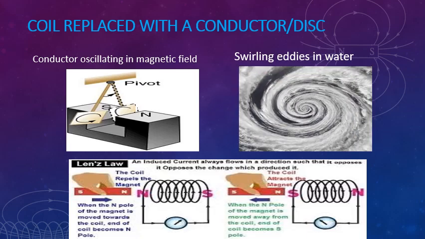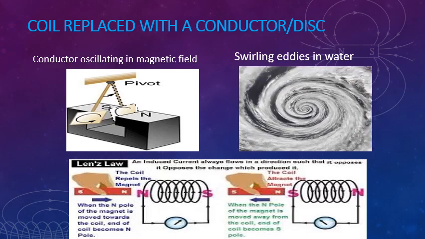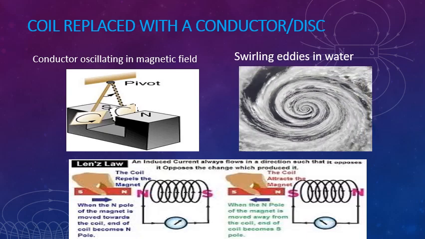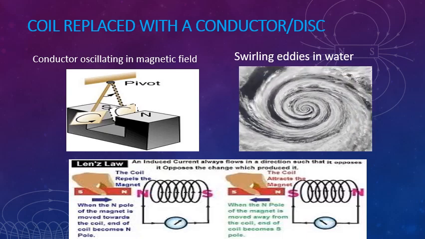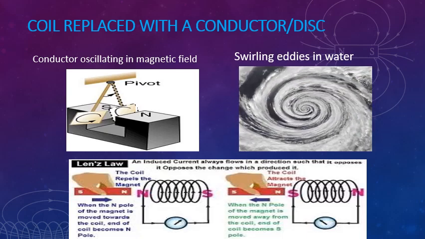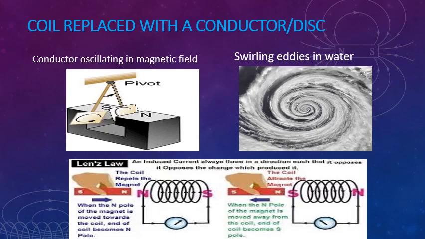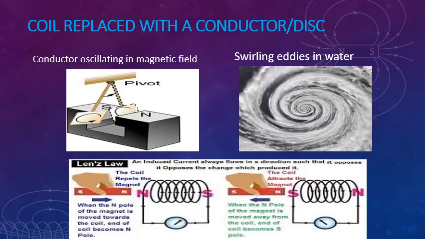Now, let us replace the coil with a conductor or a disc. If this conductor is moving in an external field, then a current is generated in the conductor. Or, if we vary the magnetic field by keeping the conductor fixed, then a current is generated. The electrons in the conductor will be moving in a circular manner inside the conductor. This is called circulating current. The flow pattern of these currents resembles swirling eddies in water, so they are called eddy current or Foucault current. You can see the swirling eddies in water in the second picture.